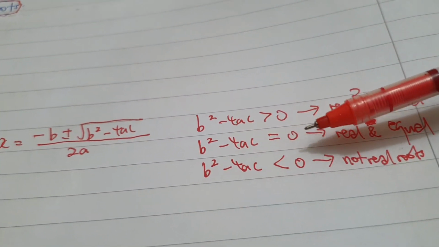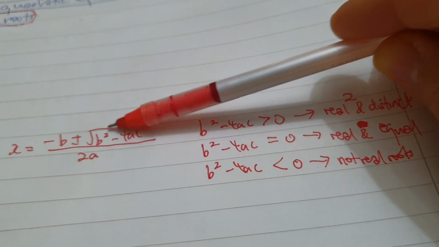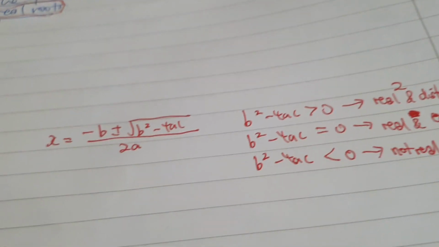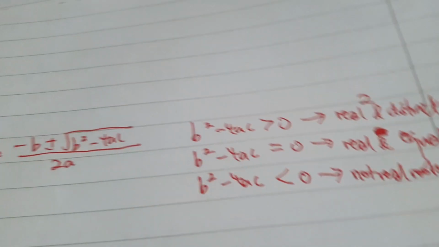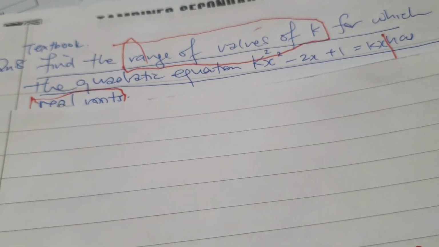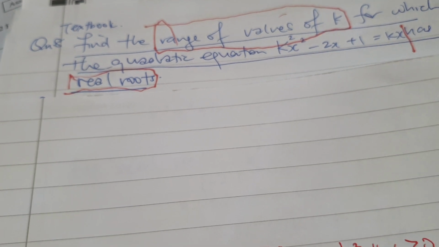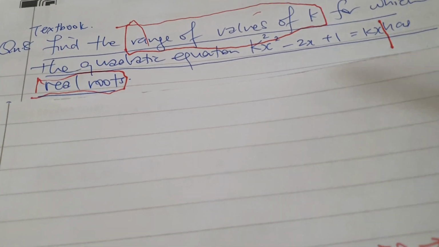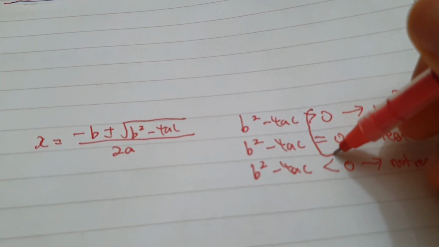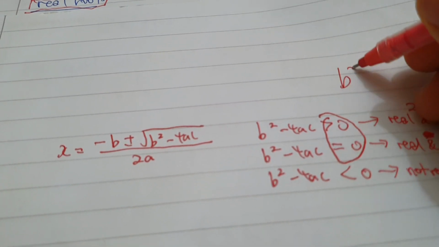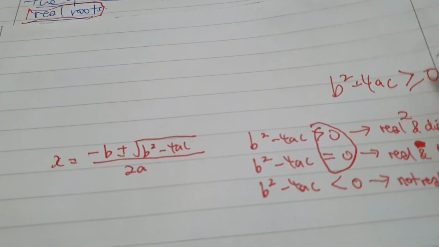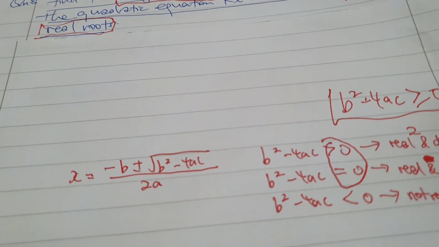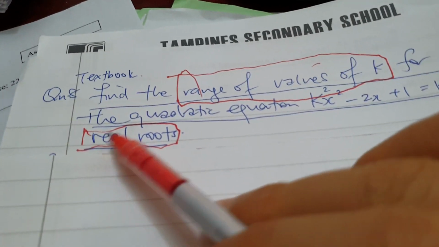Lastly, when b squared minus 4ac is less than 0, this is negative. You cannot square root a negative number, and that's why there is no answer for x. That's what we call no real roots. If you look at the phrasing of this question, they said real roots. They didn't say whether the roots are equal or distinct. So they only say real. That means it can be either this or this, so the condition should be a combination of these two: b squared minus 4ac is greater than or equal to 0. This is what this clue is trying to tell you.